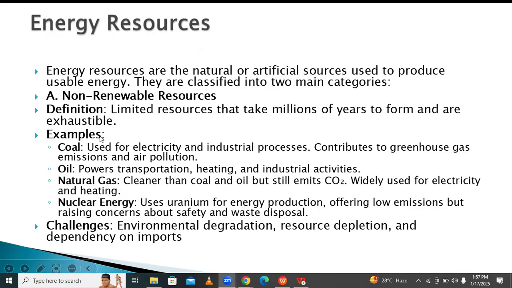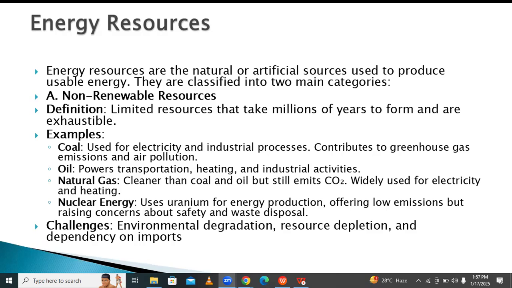Next, types of energy sources. There are two different types of sources: renewable sources and non-renewable sources. Non-renewable sources include coal-based generating stations, oil, gas, and nuclear energy. The major ones are coal-based power plants, oil, natural gas, and nuclear energy.